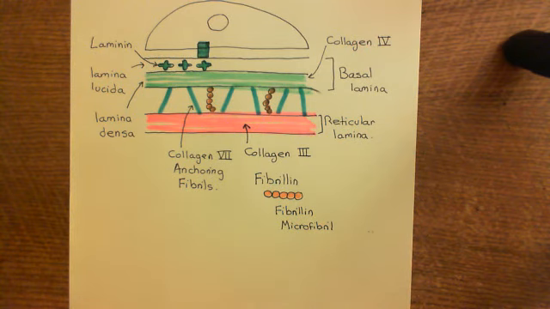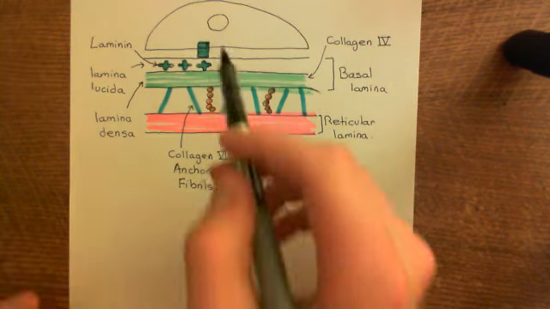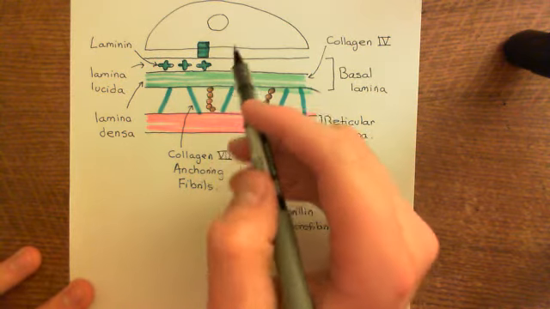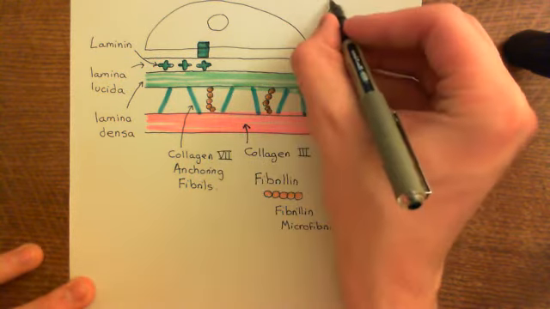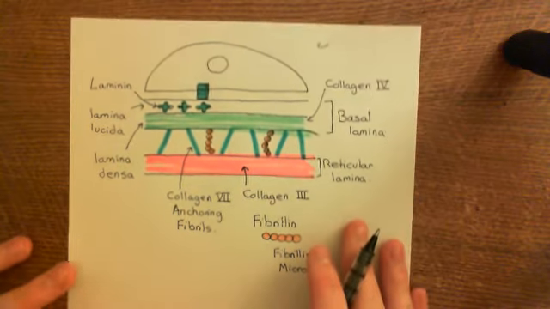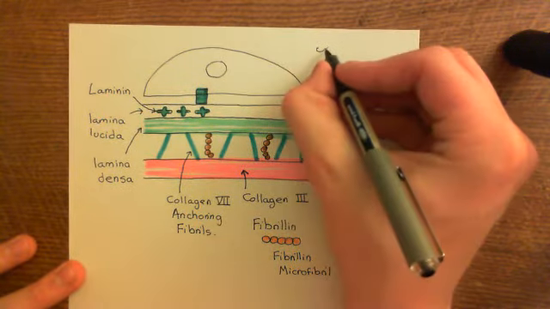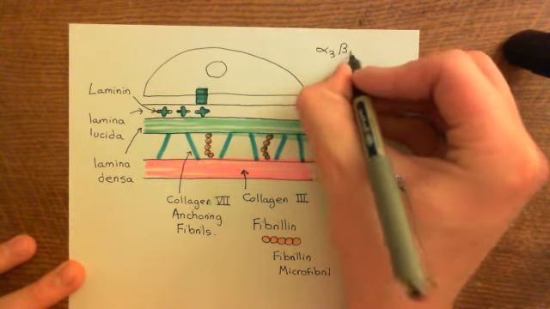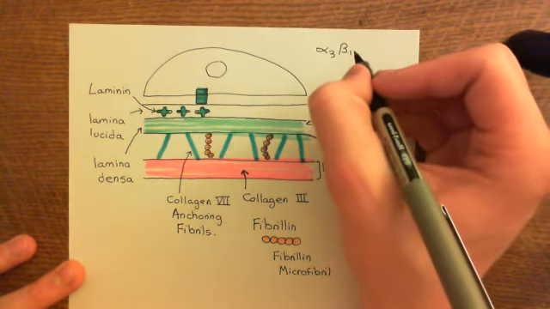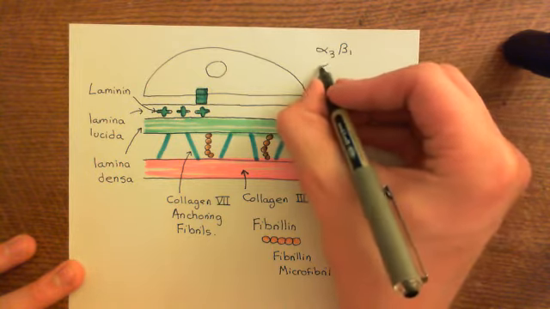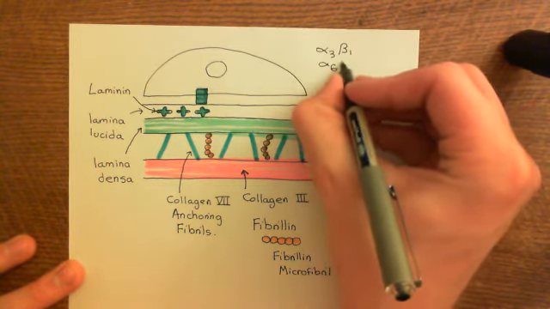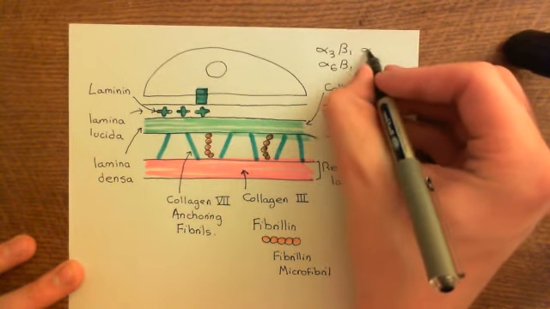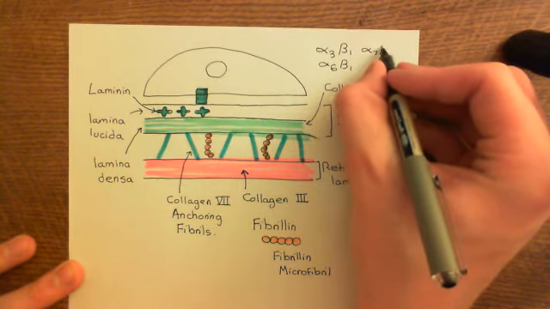I have 3 examples of integrin proteins which are capable of binding to laminins in the lamina lucida. We have alpha 3 beta 1, so you pick the alpha 3 alpha subunit and the beta 1 beta subunit. There is also alpha 6 beta 1, so they're all beta 1s, but they vary the alpha subunit. And finally, alpha 7 beta 1.